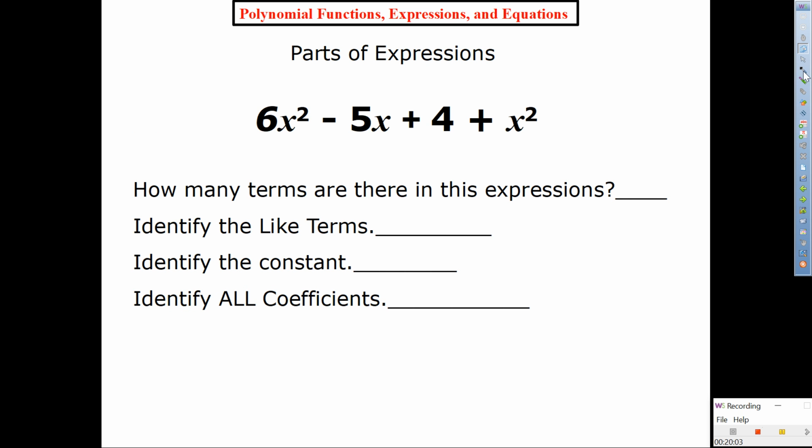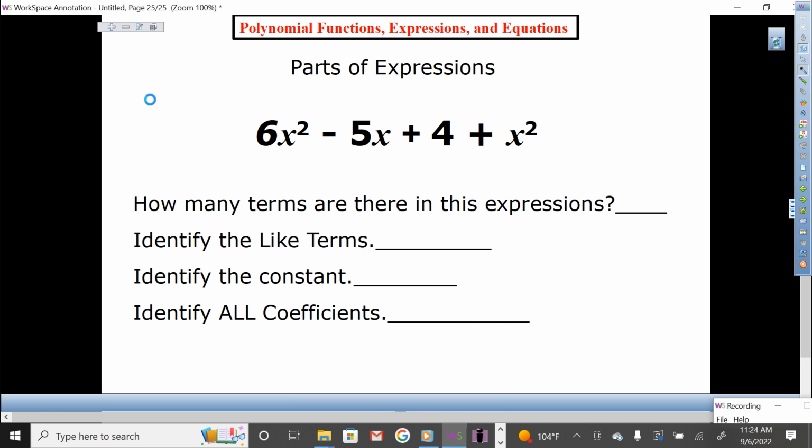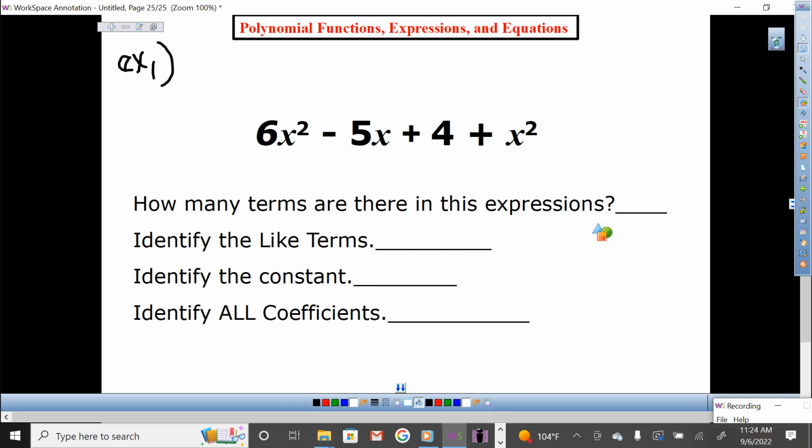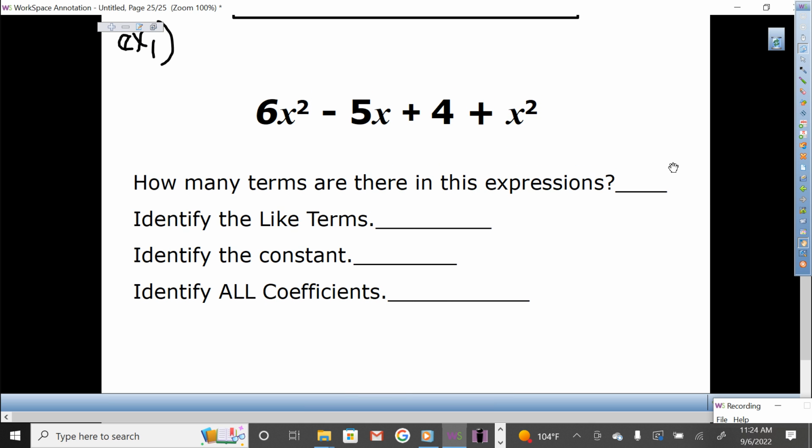example 1. Example 1. Just a polynomial: 6x squared minus 5x plus 4 plus x squared, and then copy the questions. And we're going to go through this one together. How many terms are there in the expression? Identify the like terms, identify the constant, and identify all coefficients. I'll give you a head start, and then we'll go through this together. Copy and go.